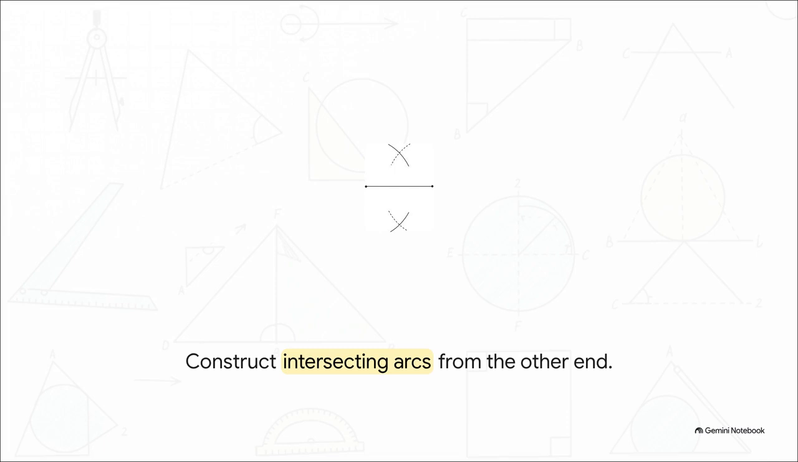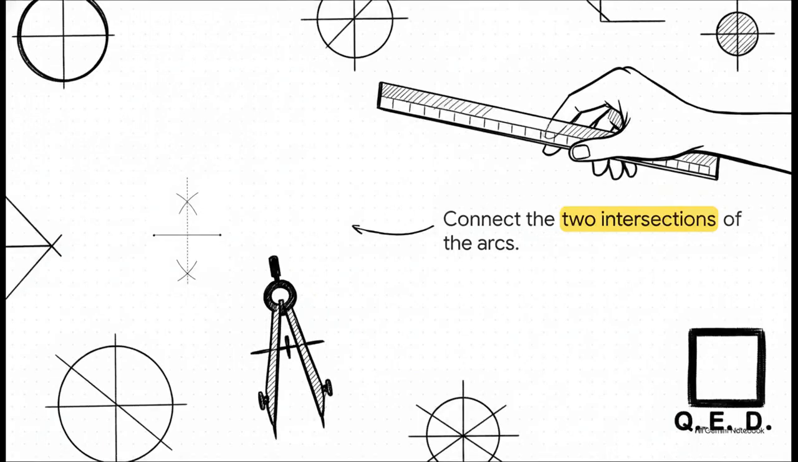Now, just move that metal point over to the other end of the segment and draw intersecting arcs above and below the line again. See where those two sets of arcs cross each other? Right there, you have found pure, unmeasured perfection. Finally, grab your straight edge. Just line it up directly with those two exact intersections where the arcs cross above and below your original segment and draw a line connecting them.